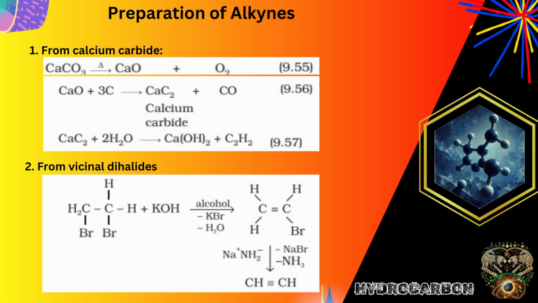Ethyne can be prepared in two main ways. One is the industrial preparation from calcium carbide. Here the limestone is heated to form quicklime and the quicklime is heated with coke to form calcium carbide, and the calcium carbide reacts with water to produce ethyne gas. Second is from vicinal dihalide. Vicinal dihalides react with alcoholic potassium hydroxide undergoing dehydrohalogenation, forming an alkenyl halide. Further reaction with sodamide eliminates another hydrogen halide molecule, giving ethyne.